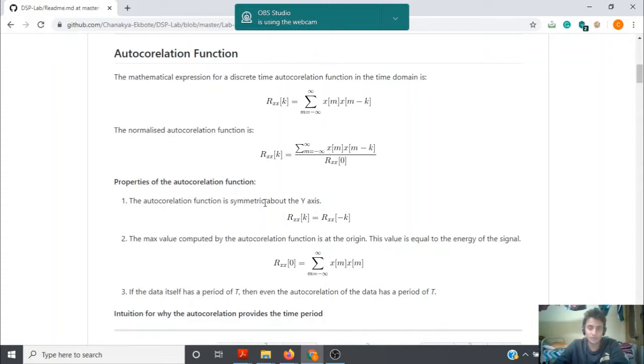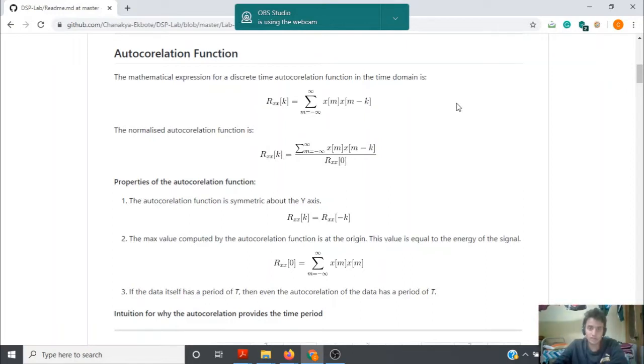of delay. So the formula is just this: summation of m equals minus infinity to infinity of x[m] multiplied by x[m minus k]. So what that means is this particular sequence of that signal is shifted in time by a factor of k, and then it's multiplied by the original signal. So the autocorrelation function is basically used in cases where you have to find out the distance between objects.